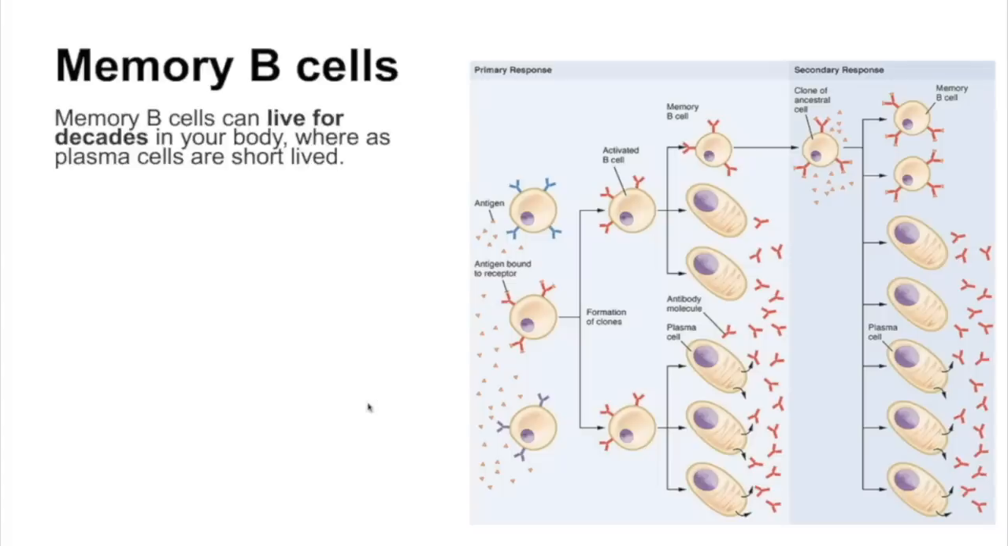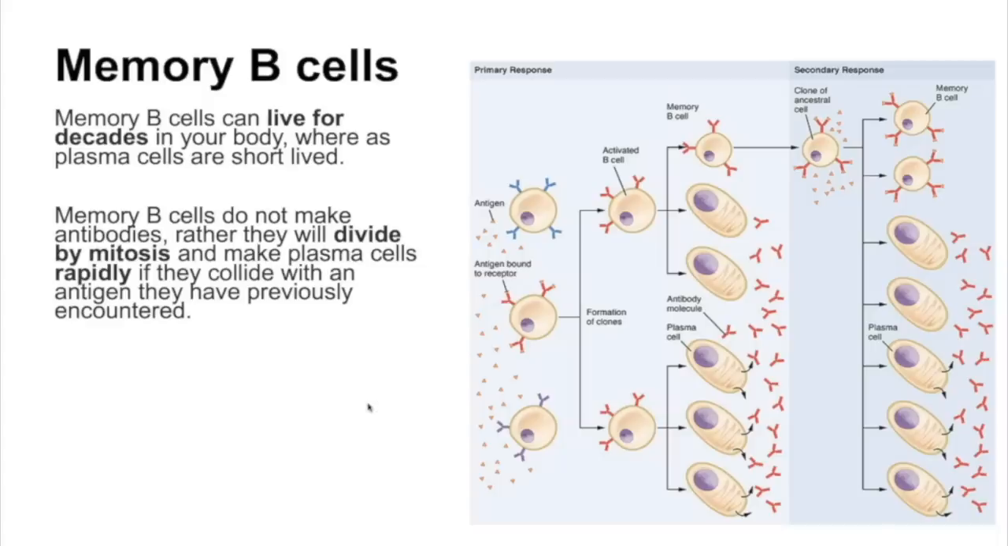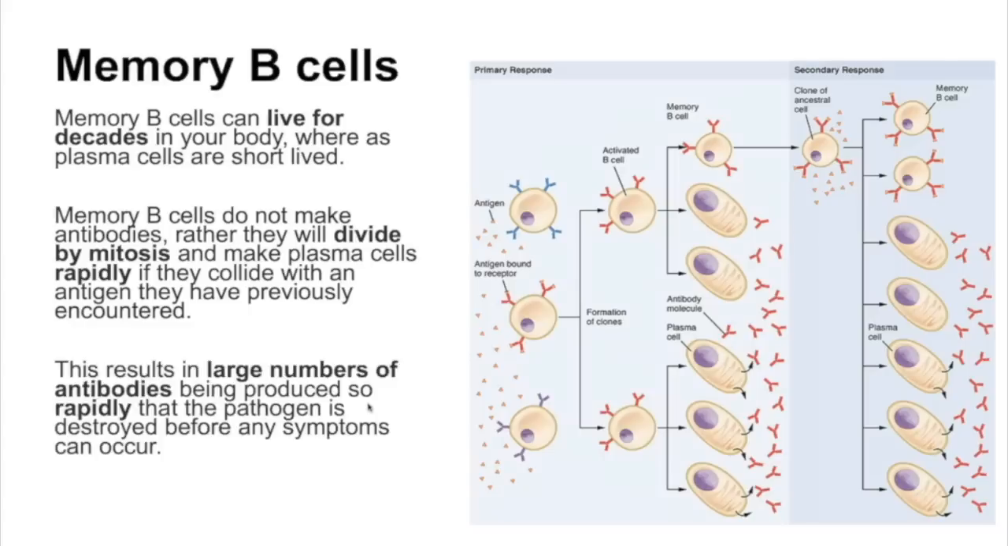So the memory B cells can live for decades in your body, whereas the plasma cells are only short-lived. Memory B cells, though, cannot make antibodies, but they can divide by mitosis and then differentiate into plasma cells. So this is what results in the large numbers of antibodies being produced so rapidly that the pathogen is destroyed before any symptoms occur. And that's what it means when we say you are immune to a particular disease. It's because you have these memory B cells, so you can destroy the pathogen before it causes any symptoms. And that would be an example of active immunity.